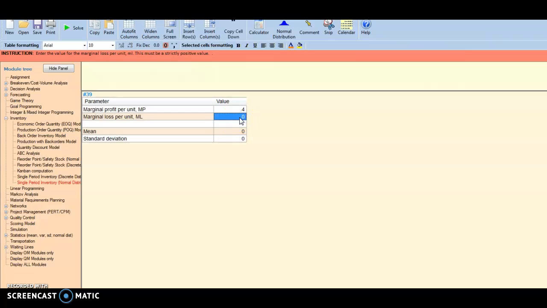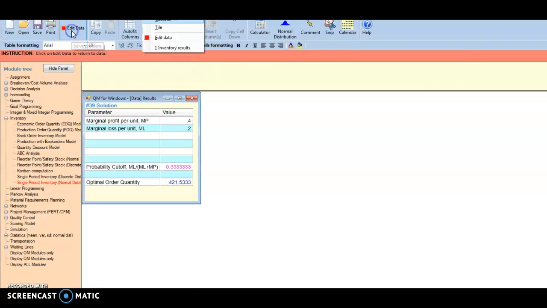My marginal loss, remember that my cost for hamburger is $1 per pound. Everything is in pounds, and if I'm going to sell it for any salvage value, it's going to be 80 cents. So my marginal loss per unit is going to be 20 cents per pound, right? And I have a mean distribution of 400 pounds per day, and I have a standard deviation on that of 50 pounds per day.